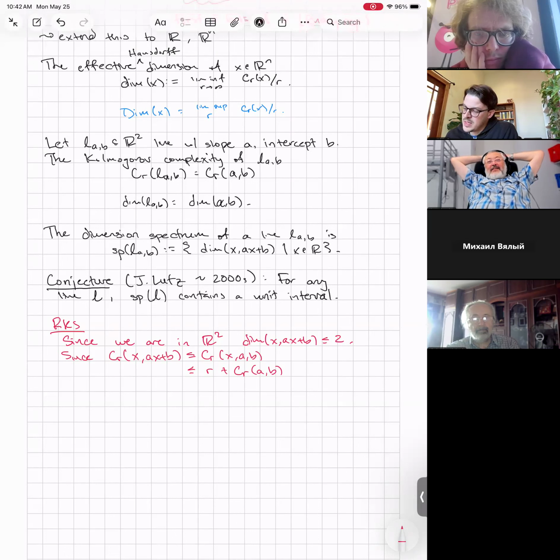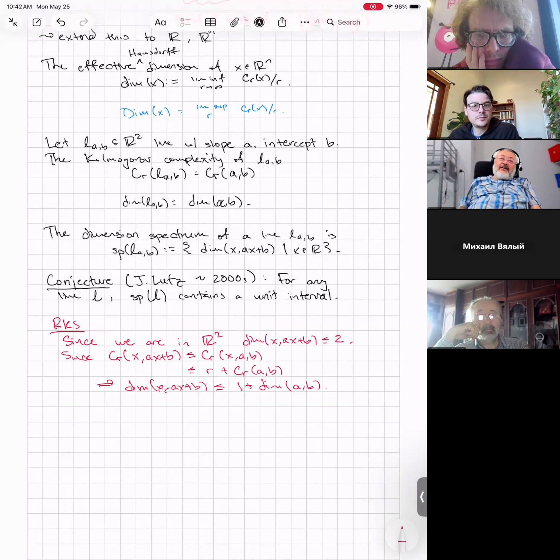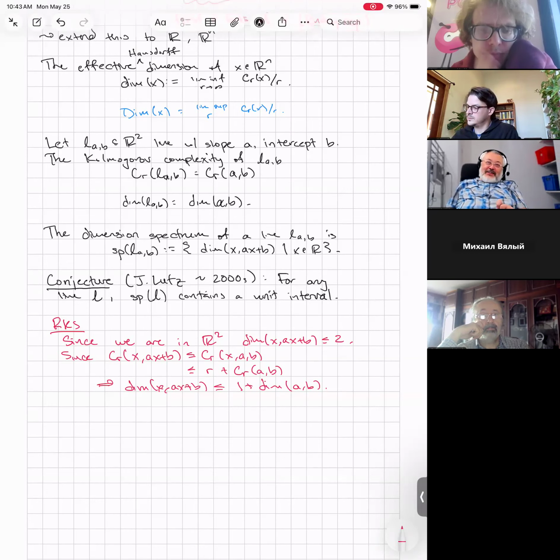Since we have this inequality, it's not hard to verify that the dimension of any point on the line is at most 1 plus the dimension of the line. So even if A is a great number, we lose only a finite amount of precision when multiplying AX plus B. So in the limit, everything is okay.